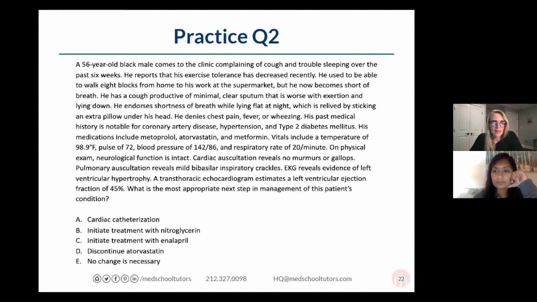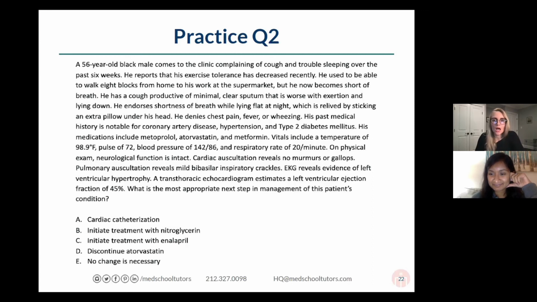I will say, sometimes, Sana, I don't know about you, with these really long vignettes, I often notice that the most helpful information is in the 2 or 3 sentences before the question. Oh, definitely. Here we probably should have read all of it, but we could have gotten a much better idea. EKG shows left ventricular hypertrophy, and we've got a left ventricular EF of 45%.